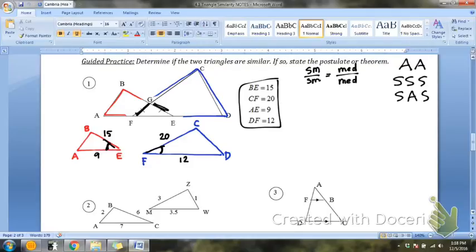So Patrick, what's the small side in the red triangle? 9 or 15? 9. And then 12 on the bottom is correct because that's the smaller side in the other triangle. Good. Then we go back to the red triangle. The medium side or the next side was just 15. 15 is going to match up with which one, Belinda? 20. Good.